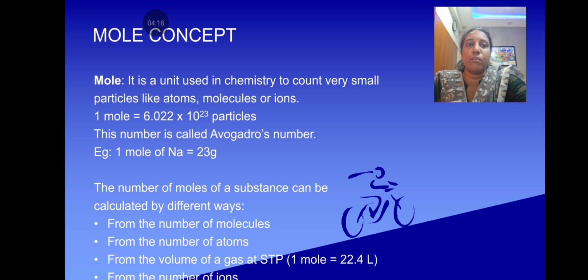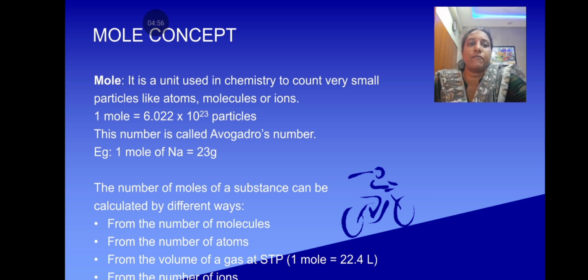Next we have the mole concept. What is a mole? A mole is a unit that is used to count small particles like atoms, molecules or ions. 1 mole of an element is equal to 6.022 into 10 raised to 23 particles. This number is called the Avogadro number. It is named after an Italian scientist, Amedeo Avogadro.